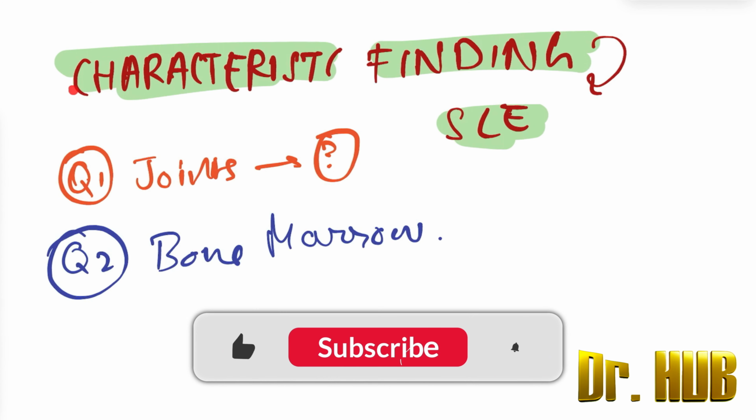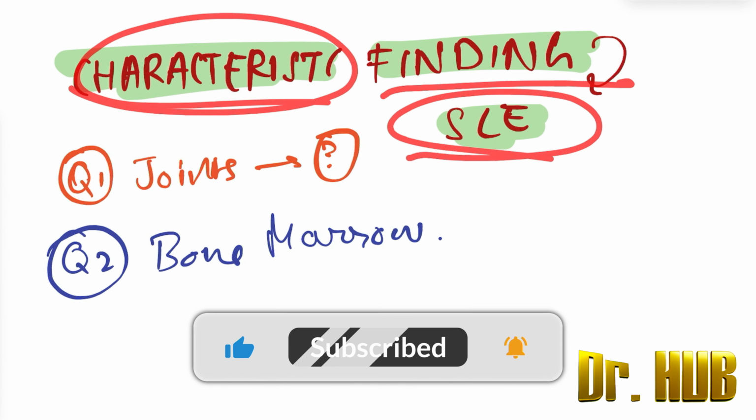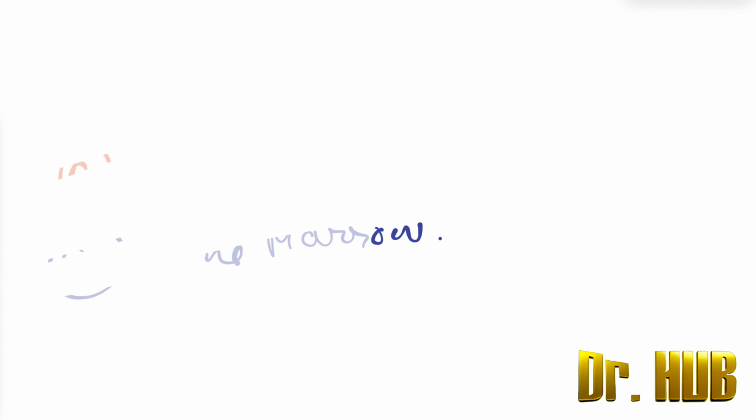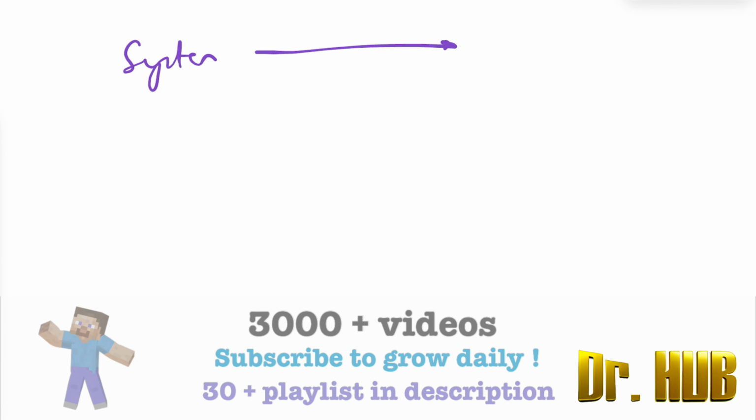Here we are going to look at some characteristic findings in case of SLE, that is systemic lupus erythematosus. So first few questions. The first one is comment on the effect on the joints. And second one, in case of the bone marrow, what is the characteristic finding? So in this video we'll find these answers. To begin with, we are going to mention the system and tell the characteristic findings.